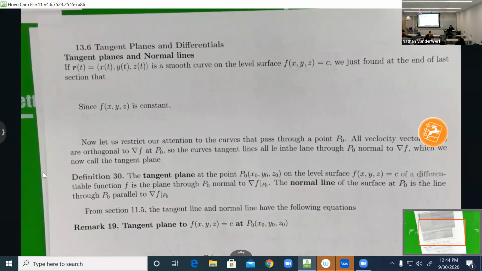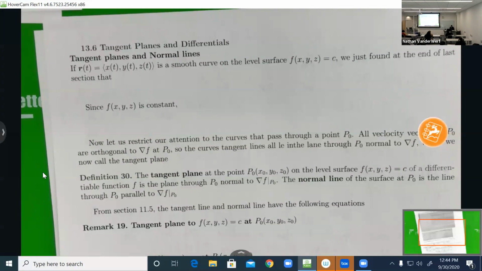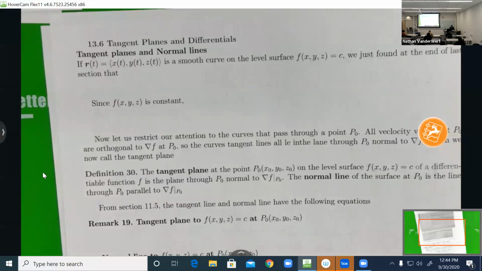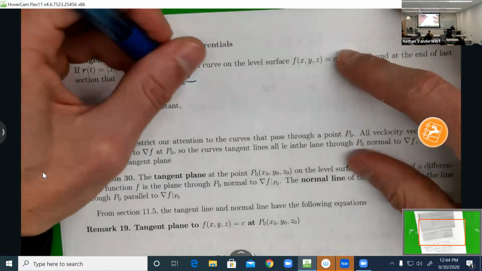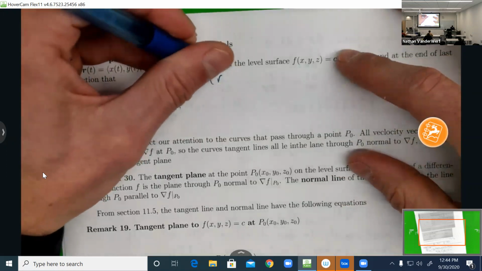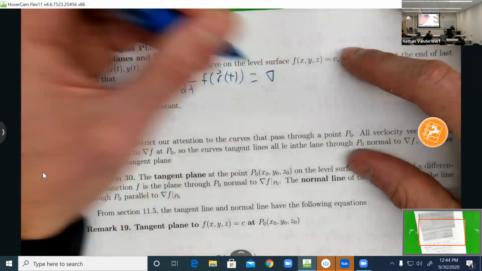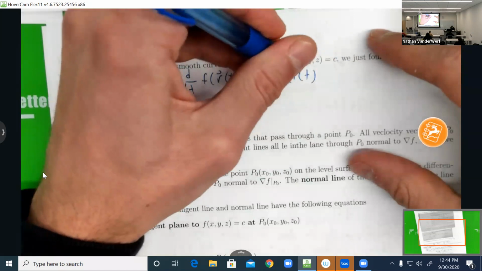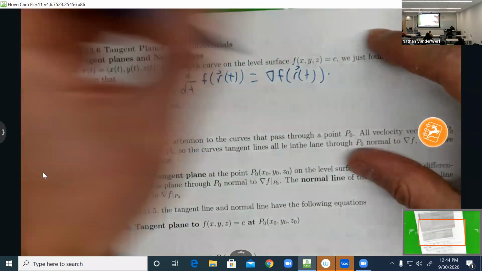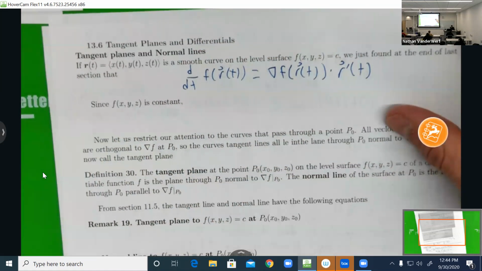So let's just rewrite this out again. What did we just find? Yeah, so we found, I'm just going to rewrite that so that we have it here. So d over dt of f of r of t, we found that we can rewrite this as delta f at r of t dotted with r prime of t. Okay.